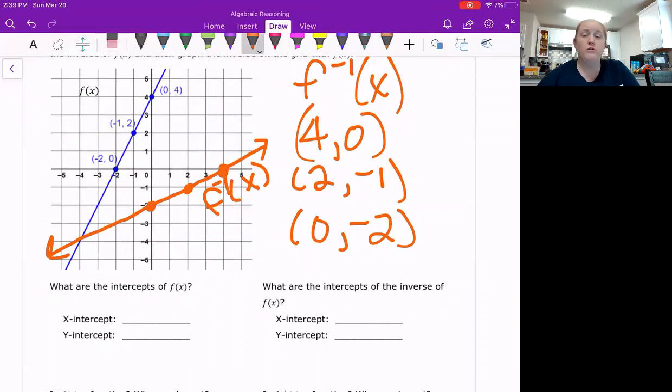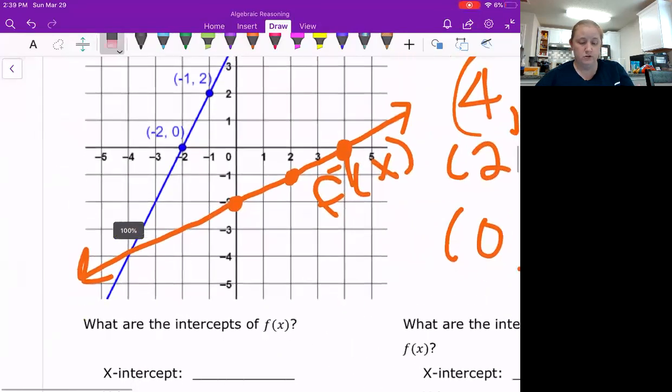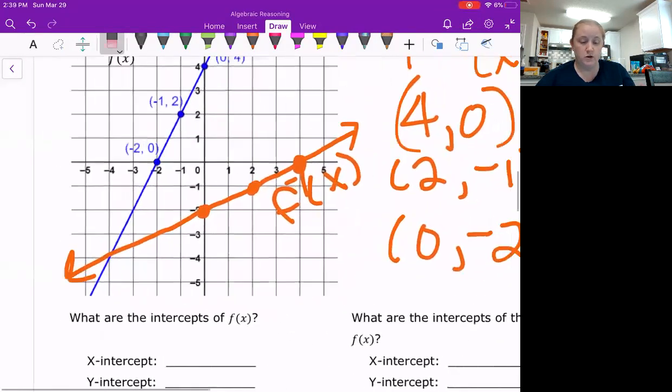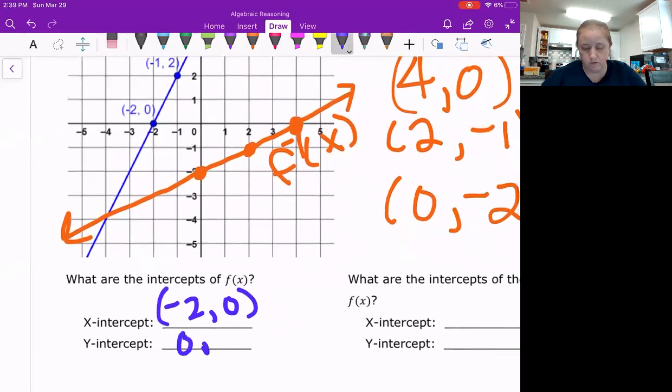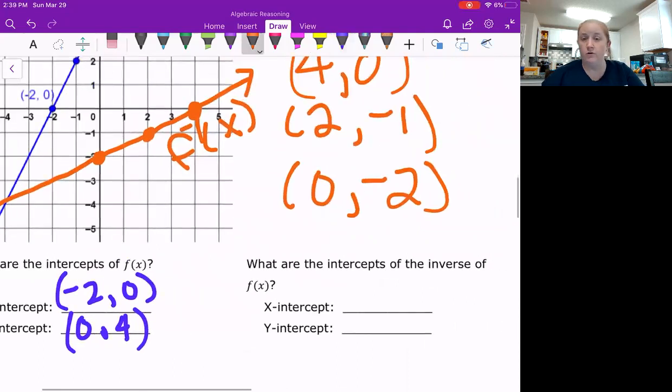All right, so what are the intercepts, meaning the x-intercept and the y-intercept of f of x? So our original. An x-intercept, again, is where they cross the x-axis. So for our original, we have negative 2, 0. And our y-intercept, where we cross the y-axis, 0, 4. So let's see what happens to our inverse now.